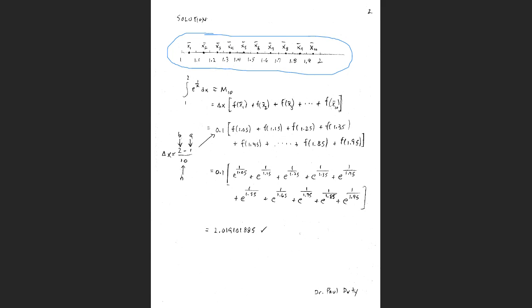So for instance, the first subinterval going from 1 to 1.1, the midpoint was right here. The value of that midpoint is 1.05. The second midpoint, between 1.1 and 1.2, has a value of 1.15. And so you see, we take these values of x and we substitute them in the formula, and we do that for all 10 midpoints.